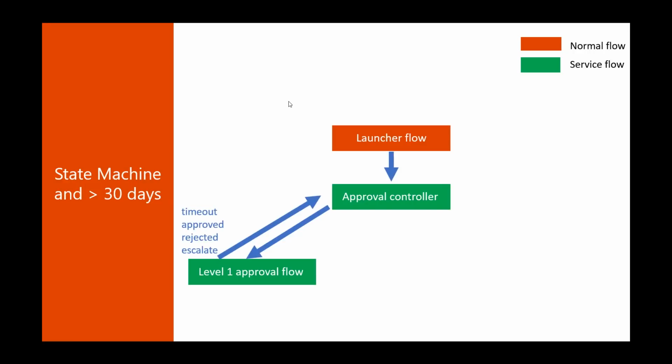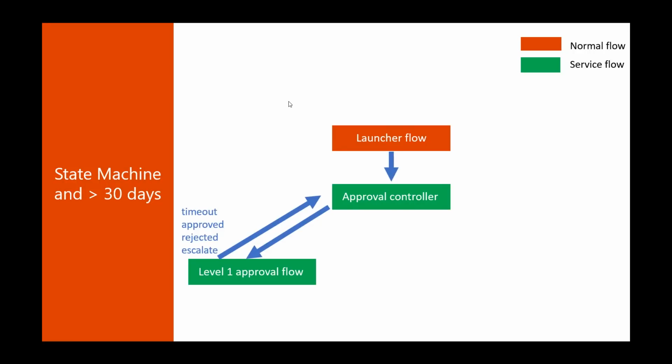And the kind of information the approval flow can return to the controller are, oh, I did timeout, or the approval is approved, or the approval is rejected, or I want to escalate the approval to someone else. And then the level 1 approval flow stops running, of course. So this information is sent to the approval controller. The approval controller checks this information and restarts another flow if necessary.